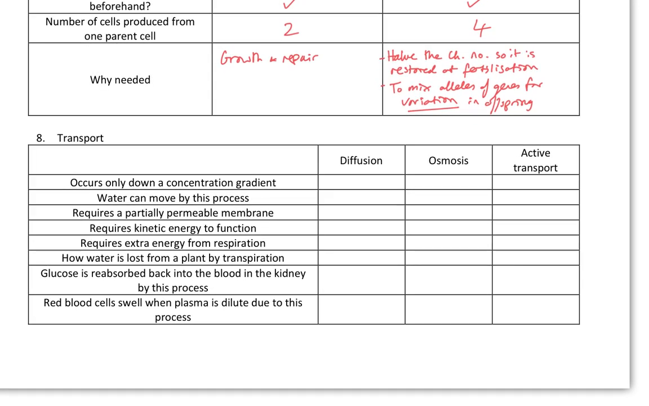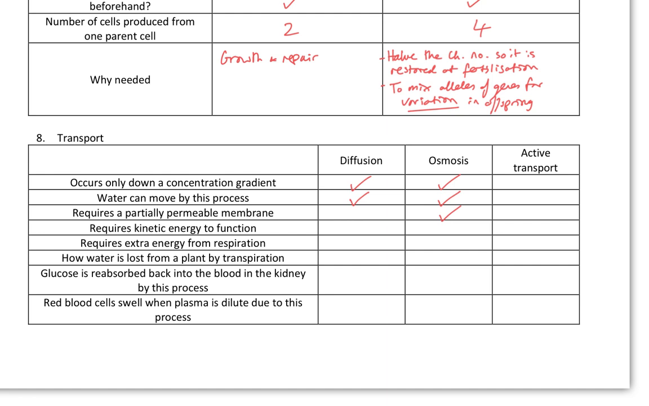And then finally, transport, on just ticks. Occurs down a concentration gradient. Well, diffusion does and osmosis does. It says only occurs down a concentration gradient. So osmosis is water diffusing down a gradient. Water can move by this process. Obviously osmosis can, as osmosis is the diffusion of water, but it can also diffuse through the air as water vapor. So there's 2 ticks there. Requires a partially permeable membrane. Osmosis requires a partially permeable membrane.